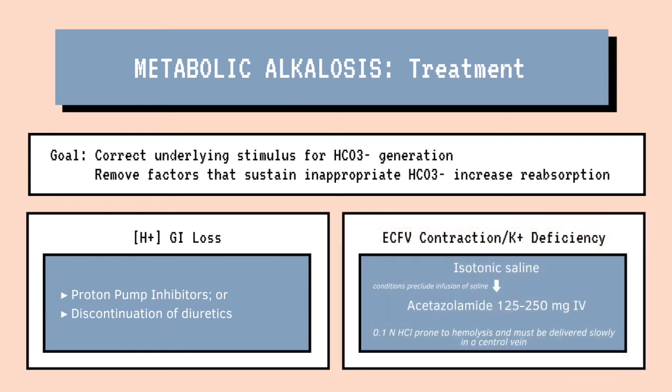For the second goal or aspect, when ECFV contraction or potassium deficiency is present, isotonic saline is recommended to reverse alkalosis. If conditions preclude infusion of saline, renal bicarbonate loss can be accelerated with acetazolamide 125 to 250 mg intravenously, which is effective in patients with adequate renal function but can worsen potassium losses. 0.1 N hydrochloric acid or dilute HCl has been advocated, however this is prone to hemolysis, thereby must be delivered slowly in the central vein.